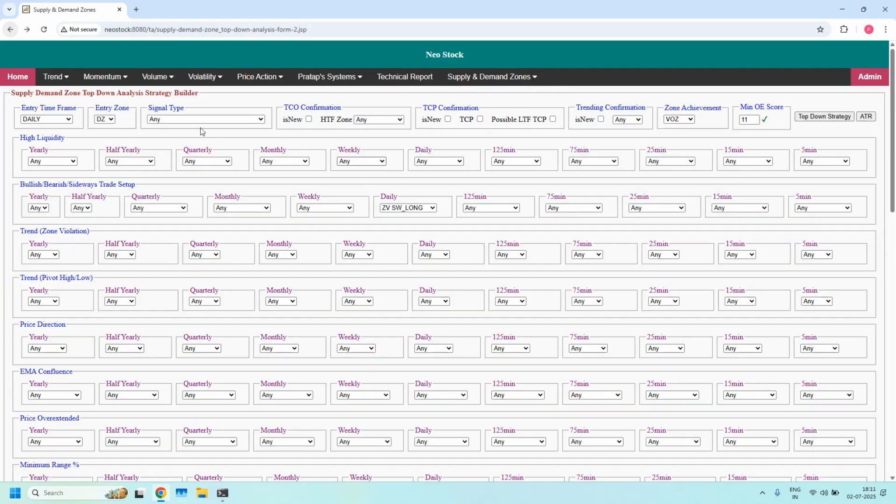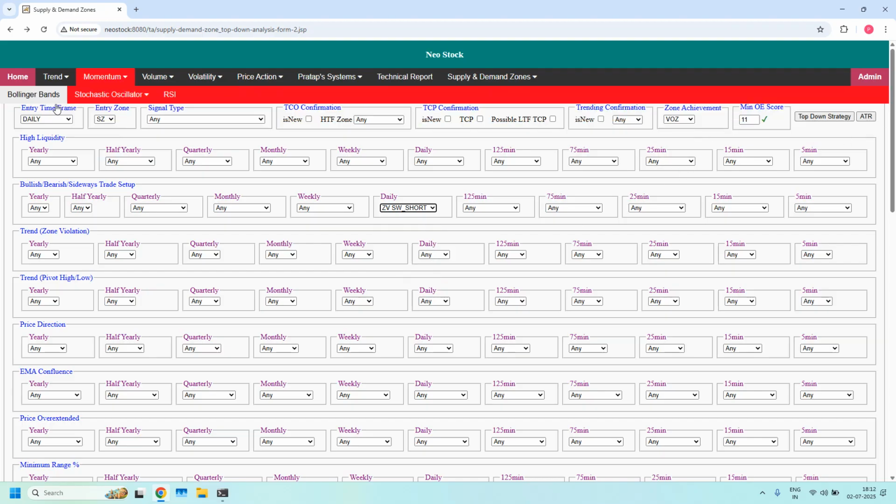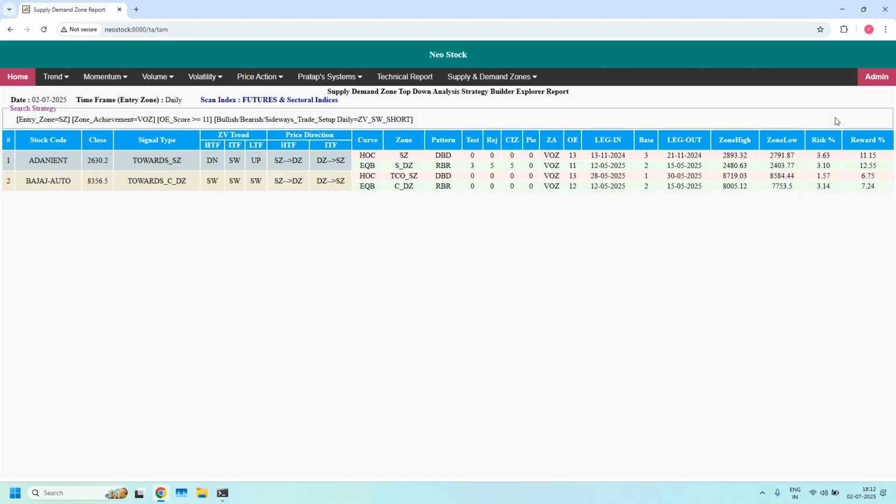Okay, next, sideways short trade setup for monthly income trade. Changes are daily supply zone. Here sideways short. Filters are applied to daily supply zone. Let's filter. We got 2 stocks. And entry time frame zones are daily supply zones.